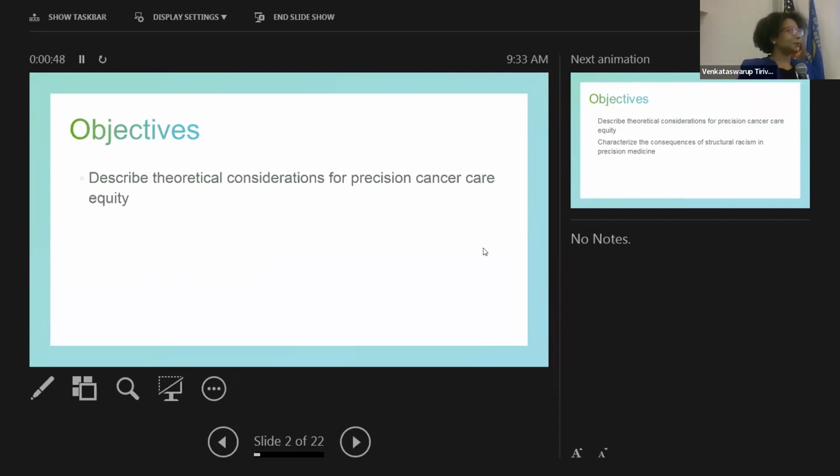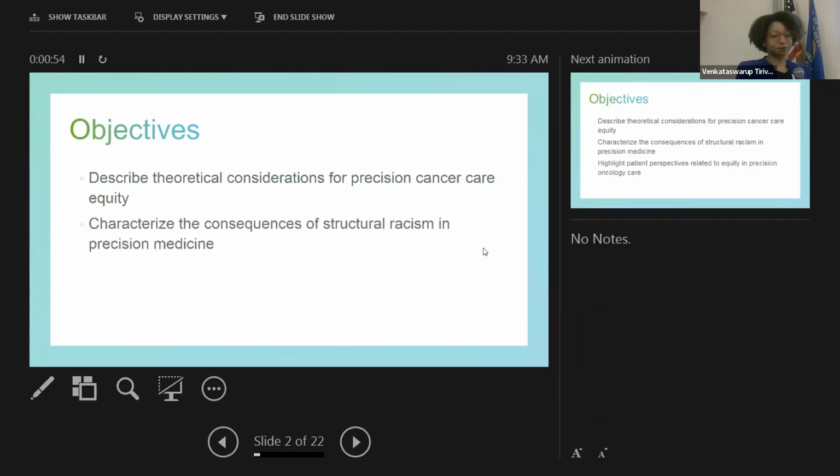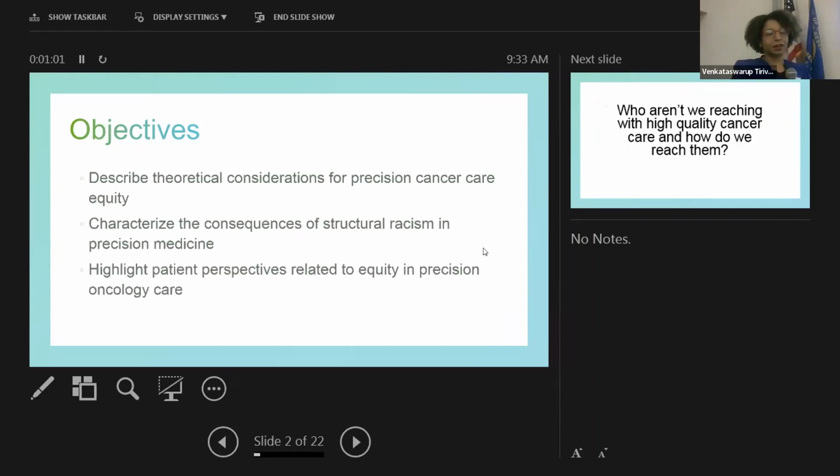So what I'm going to be talking about today is a little bit about theory, actually, in terms of thinking about precision cancer care equity, characterizing the consequences of the existence of structural racism in the field of precision medicine, and highlighting some of the patient perspectives related to equity in precision oncology care.